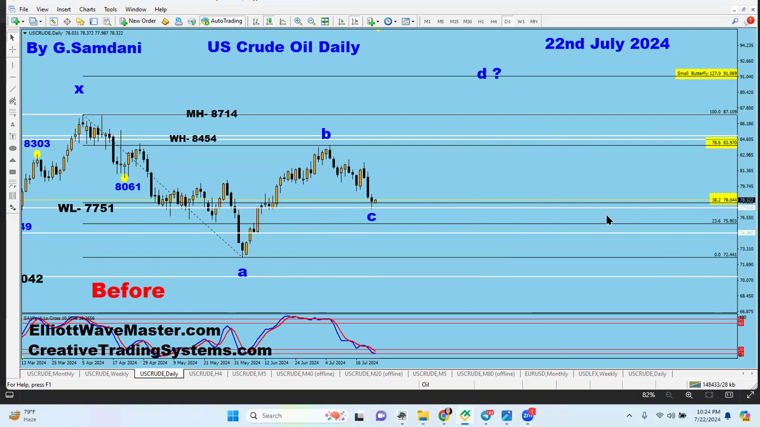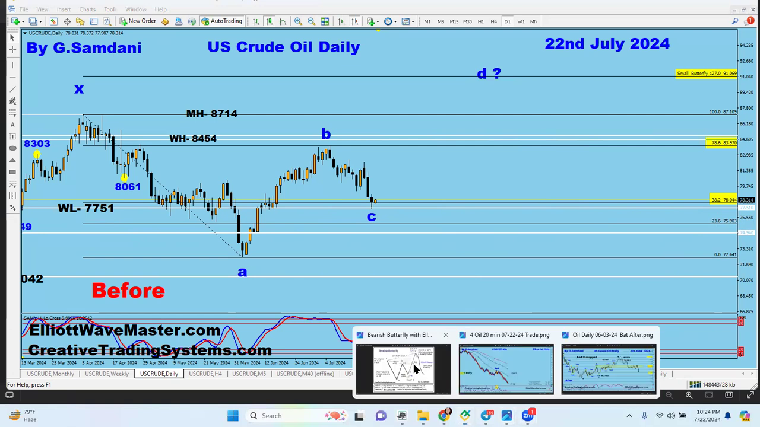And then there is also a level, weekly low of 77.51 on the weekly chart of oil, right? And very nice reversal candle. And after that, we are making a bullish candle. So this is the calculation for something like this, right?